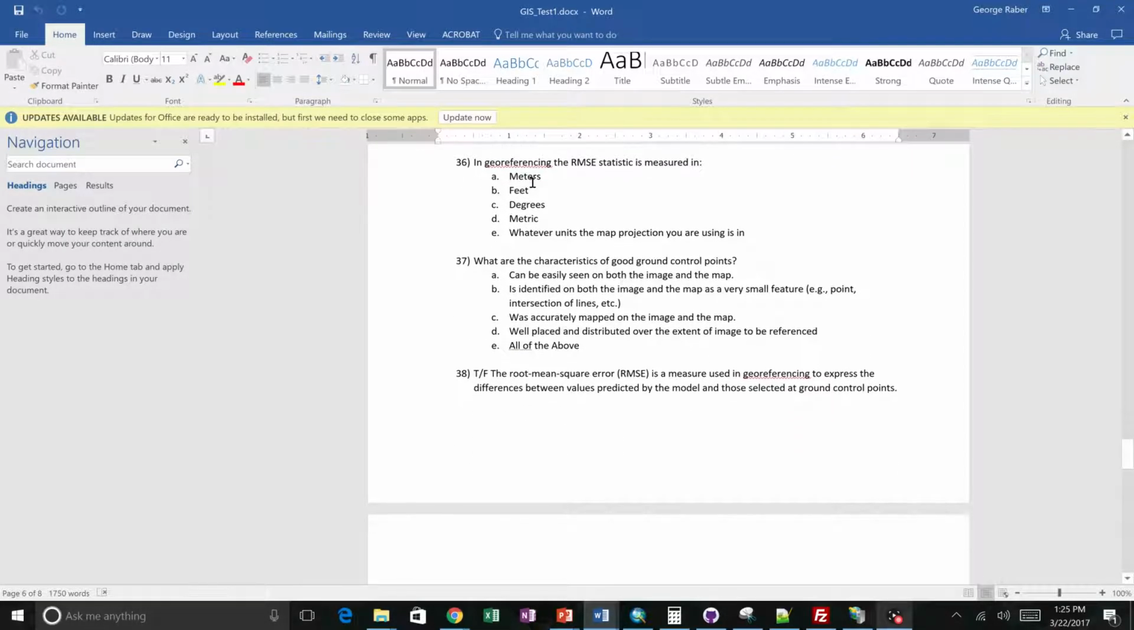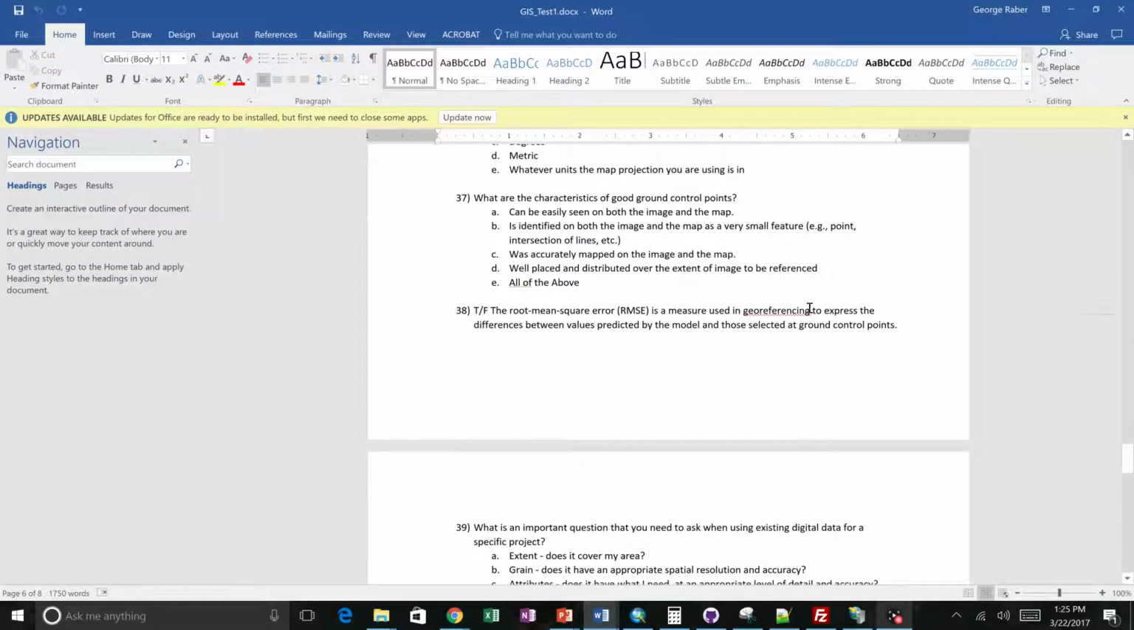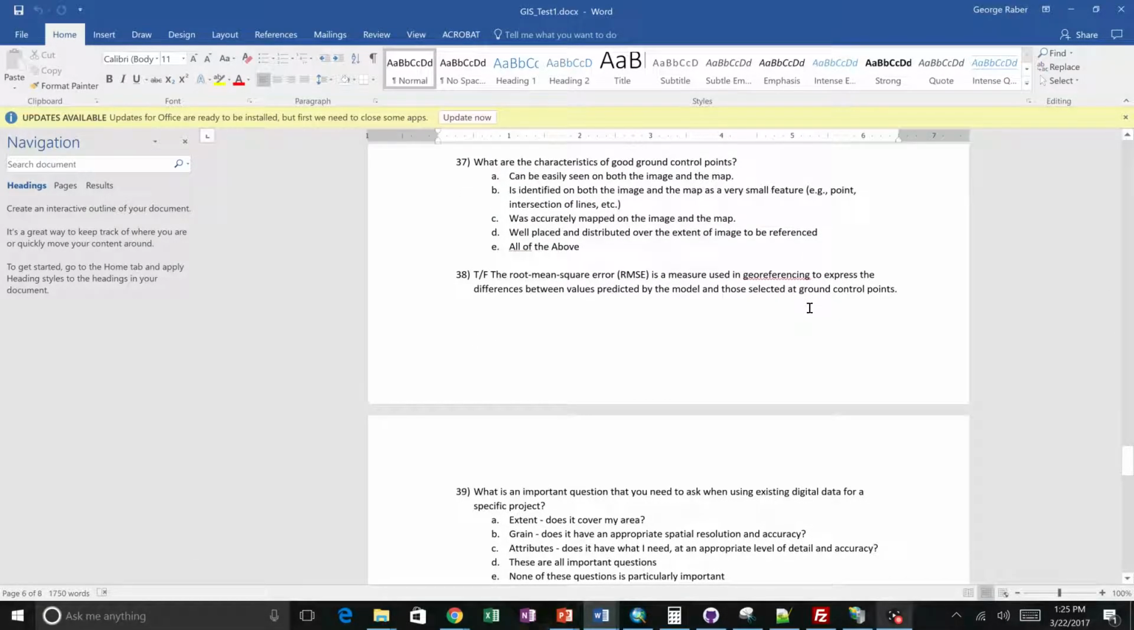Number 36, in georeferencing, the RMSE statistic is measured in whatever units the map projection you are using is in. So E. 37, what are the characteristics of good ground control points? I've basically copied and pasted most of these from lecture notes. The correct answer is all of the above.